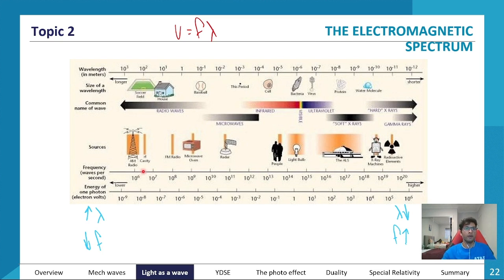On the other hand, all these radio waves, microwaves, and whatnot, some of these radio waves can have 100, 200 meters of wavelength, and because it's so big, the frequency is a lot lower. And because the frequency is a lot lower, the energy of the light is a lot lower. That's why you don't get harmed by radio waves. But if you were exposed to gamma rays, you're not going to live for very long.